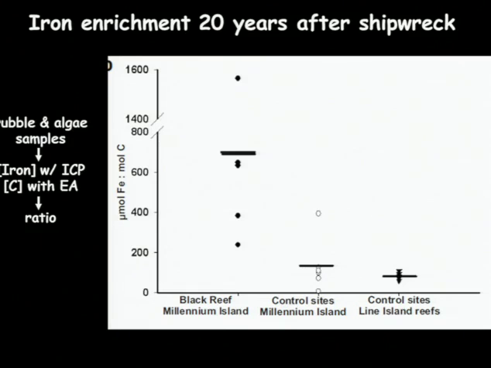Okay? And what we found, using a whole bunch of different approaches, but just to look at what sorts of elements you have there and so forth, is that on the blocked reef sites, you have elevated iron compared to control sites.